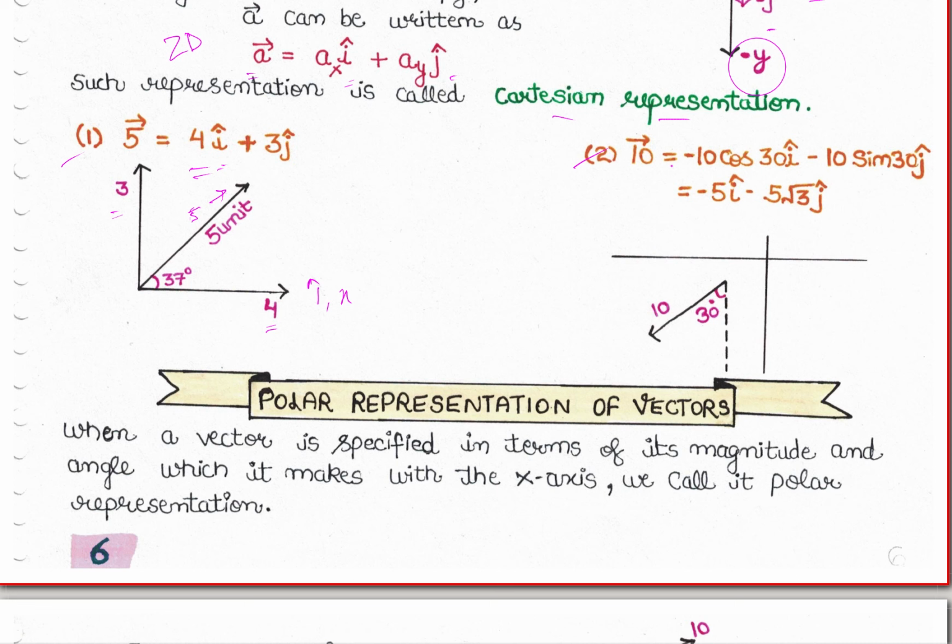In the latter case, if a vector represents, say, 10 is equal to minus 10 cos 30 i cap minus 10 sin 30 j cap, or we can write it like that, minus 5 root 3 i cap minus 5 j cap. So we can easily draw this figure from this.